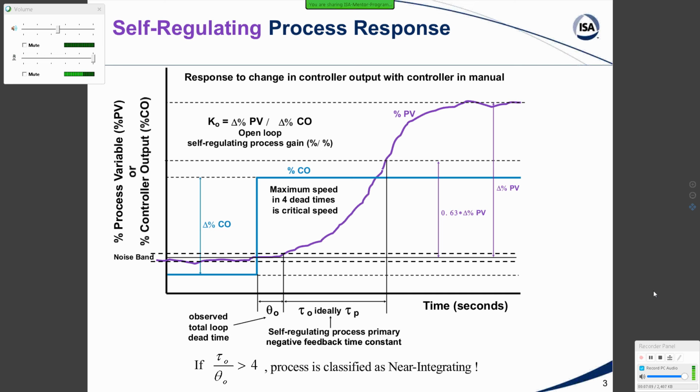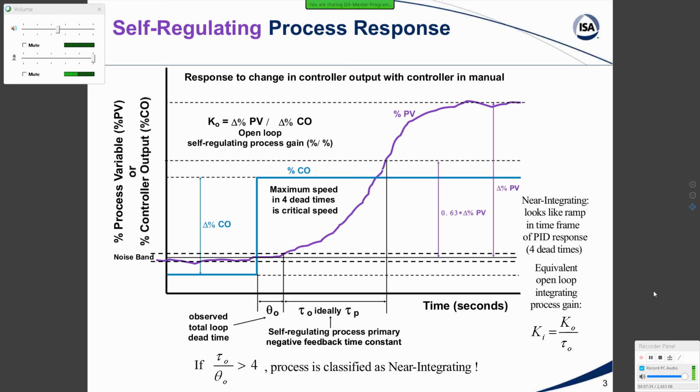And it's also, I think, interesting in terms of analysis and understanding things. And sometimes software uses this understanding. So in near integrating, it looks like a ramp in the time frame of the PID response, which is 4 dead times. The equivalent open loop integrating process gain is equal to the steady state process gain divided by the largest open loop time constant there. And we hope it's in the process, but it's not necessarily the case.